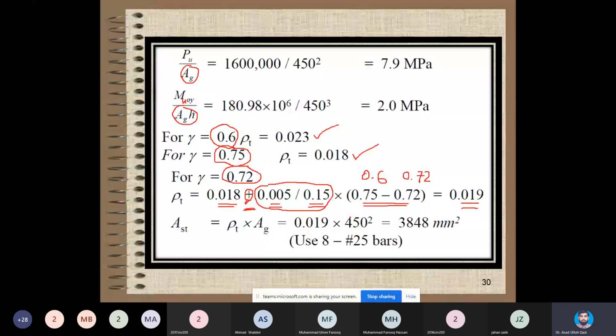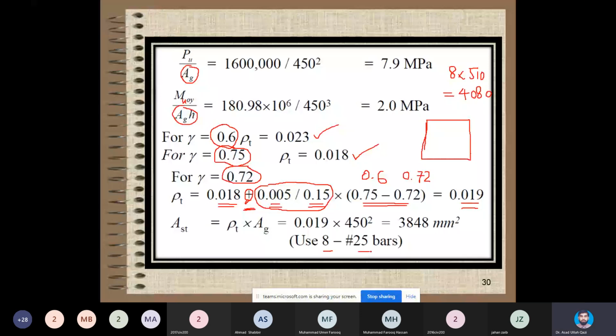When I consult the design charts, reinforcement bars, nominal areas available, I have decided to select 8 number 25 bars. So 8 times 510, because a number 25 bar has a nominal area of 510, gives me the area 4080 with my selected 8 number 25.